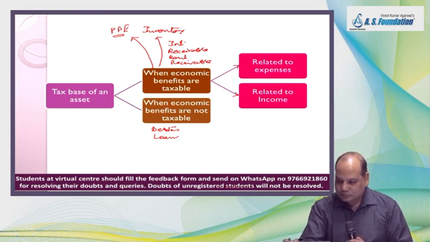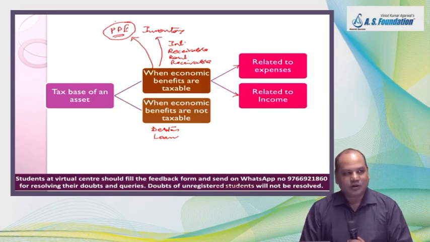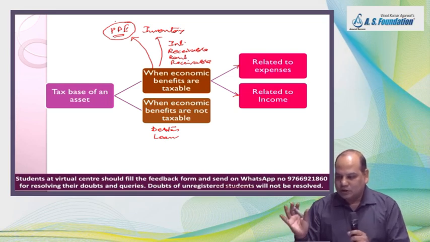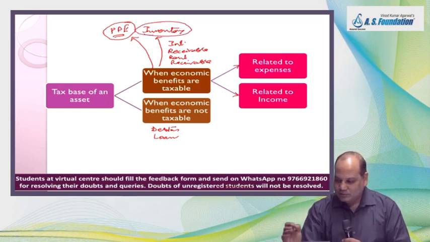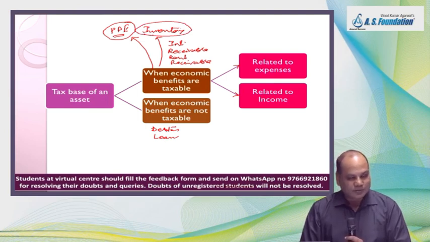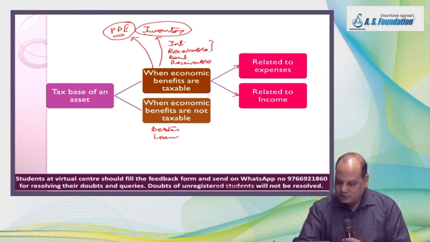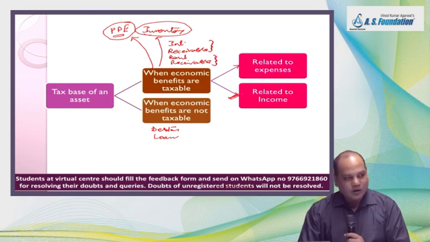For example, property, plant and equipment, it relates to which item, expense or income? Expense, because you are going to depreciate it or you are going to sell it. If you are going to sell it, then that amount will be deducted from sale value in calculation of your tax liability. Or same example, inventory, related to expense, but interest receivable is related to income. Rent receivable is related to income.